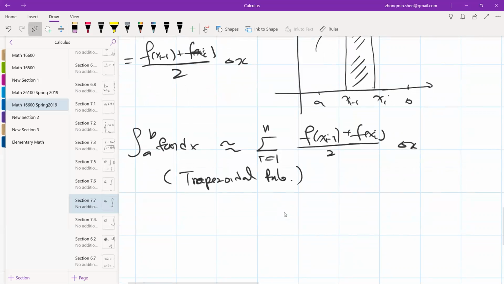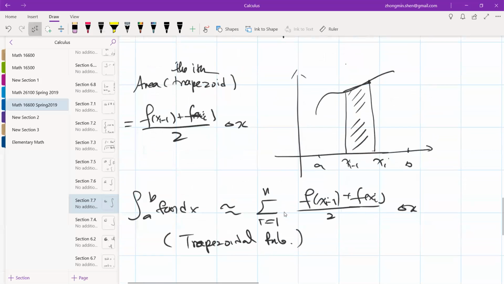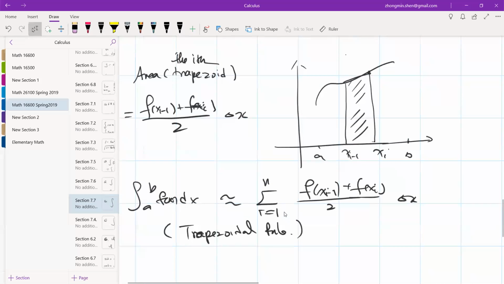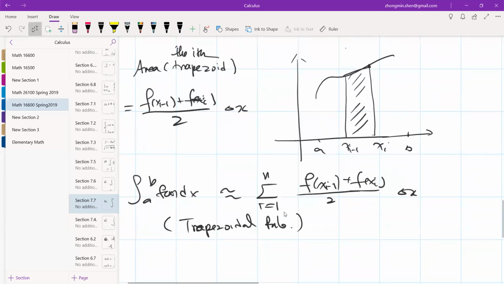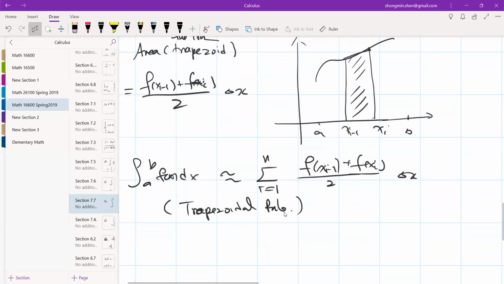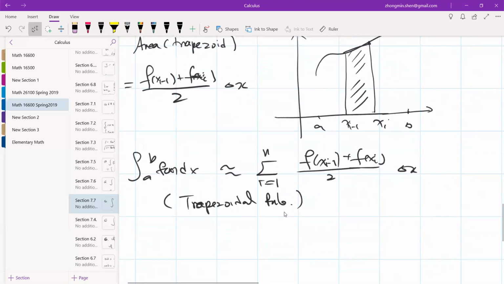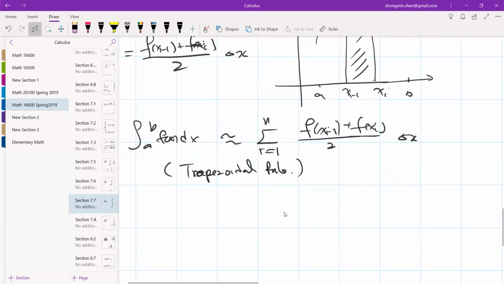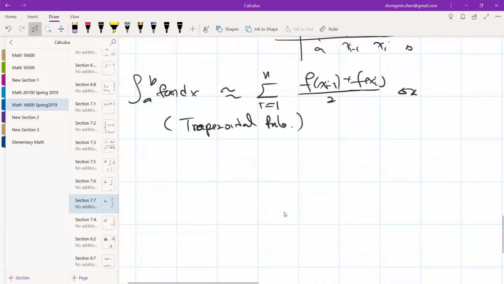Okay, and he decided, okay, trapezoid looks fine, but if I can choose two nearby strips, then you probably can use a quadratic function to approximate. If you use a quadratic function to approximate, then you will get a much better estimate for the area of the red region. Okay, so let me describe the region for you.